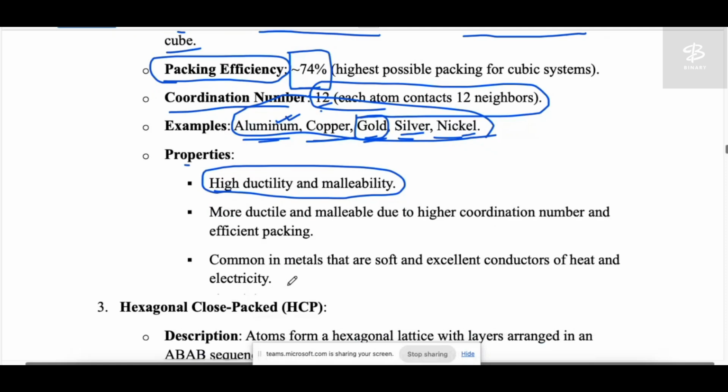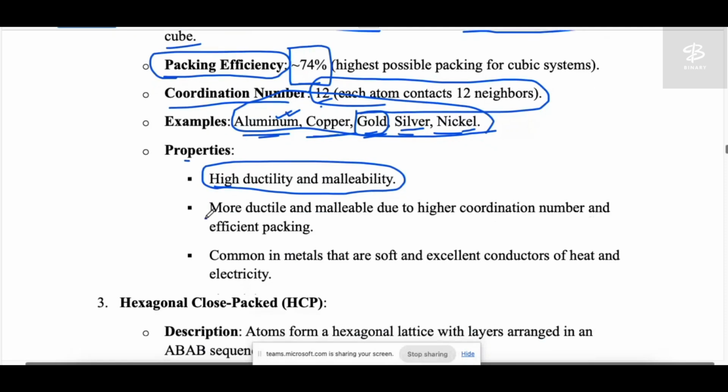Okay, and the second one is more ductile and malleable due to the high coordination number and efficient packing fraction. Why is it able to show the higher ductility and malleability? Just because of the high coordination number and higher packing efficiency. Okay, packing efficiency means the amount of volume occupied by the atoms in a structure.